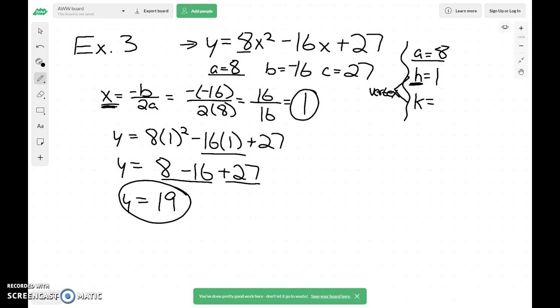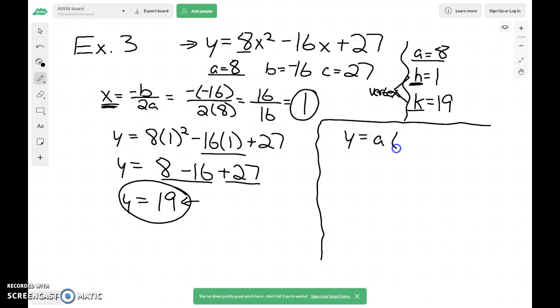So once we know the y value of our vertex, we know the y value of the vertex is the k. So we're going to take this 19 that we have down here, and we're going to write it in for our K value. So that identified our A, H, and K so that we can identify the vertex form for this problem. So recalling what we talked about with vertex form, we said vertex form is y equals A times (x minus h) squared plus k.